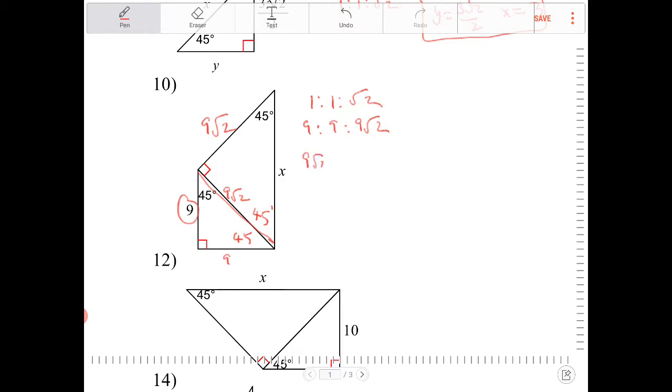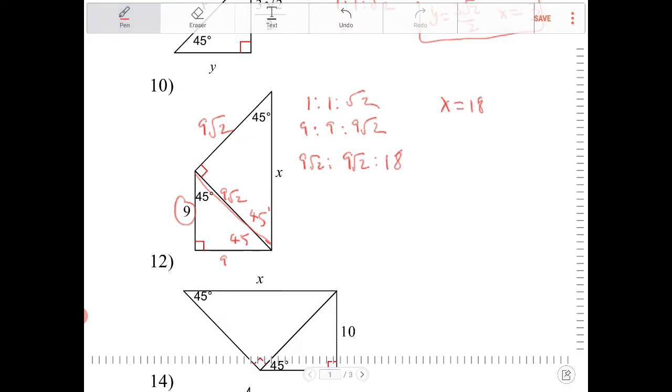So I have 9 radical 2, 9 radical 2, and what will the third side be? 9 radical 2 times radical 2. That would be 18, because 9 radical 2 times radical 2 is 9 times 2, which is 18. So x is equal to 18, and y is equal to... was there a y in this problem? There wasn't a y. Okay, so it's just x. So x is equal to 18.